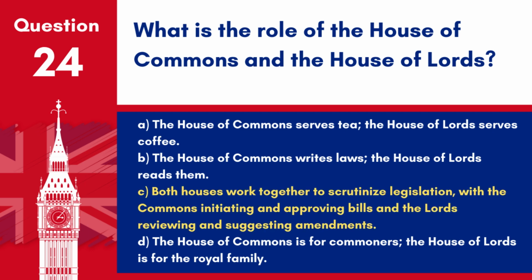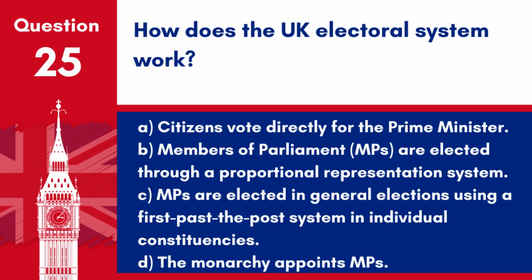Answer: C. Both houses work together to scrutinise legislation, with the Commons initiating and approving bills and the Lords reviewing and suggesting amendments. This bicameral system ensures that legislation is thoroughly reviewed before becoming law. Question 25. How does the UK electoral system work? A. Citizens vote directly for the Prime Minister.